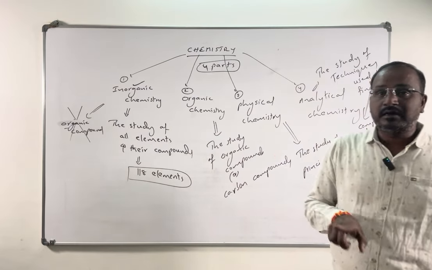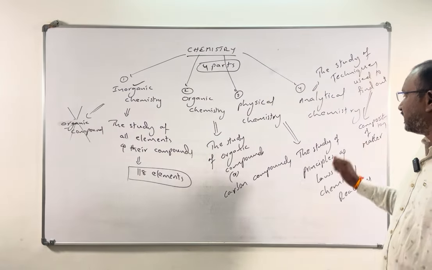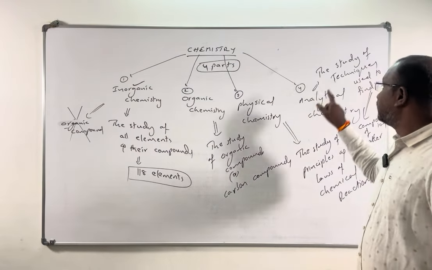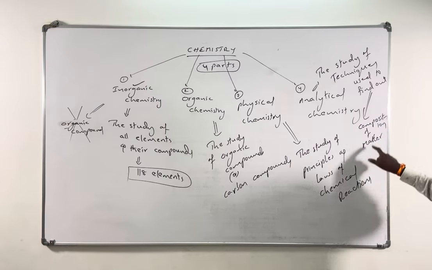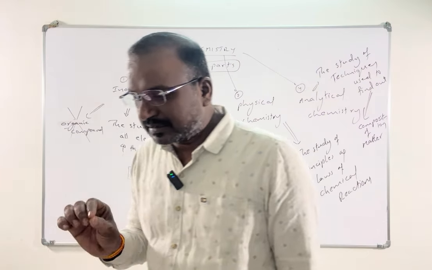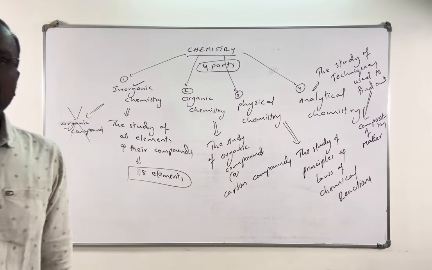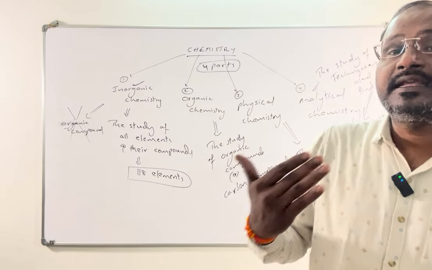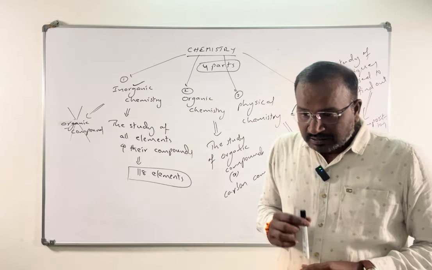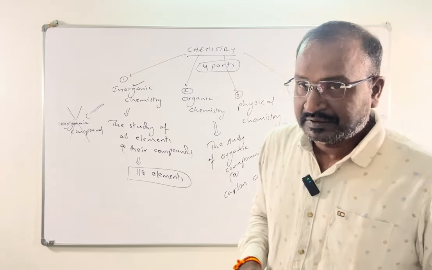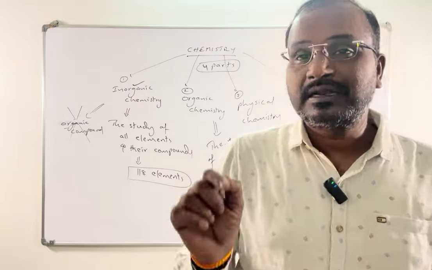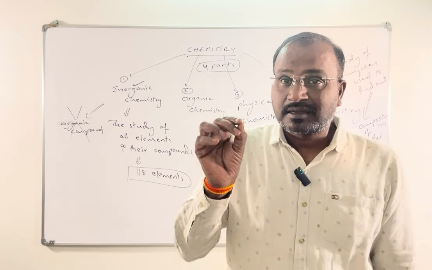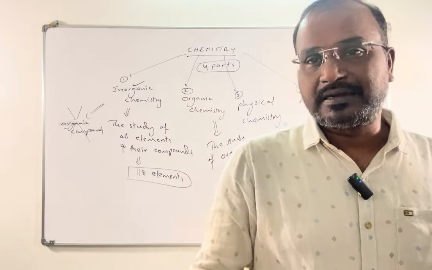We'll discuss organic compounds in organic chemistry. We'll discuss the principles and laws used for chemical reactions in physical chemistry. We'll discuss the techniques used to find out the composition of matter in analytical chemistry. Like that, chemistry has been divided into four parts. In the next video, let me discuss the classification of matter. So go for the next video for composition and classification of matter. Thank you.